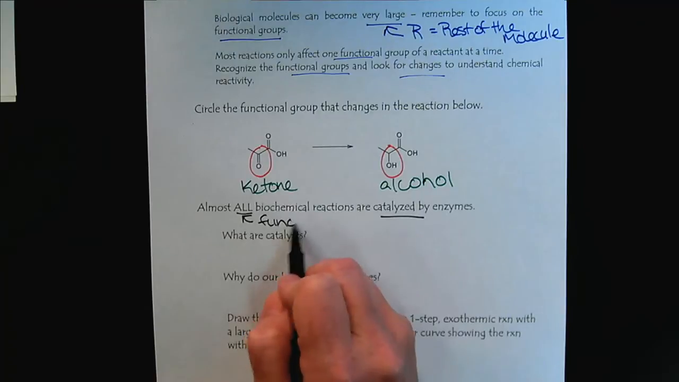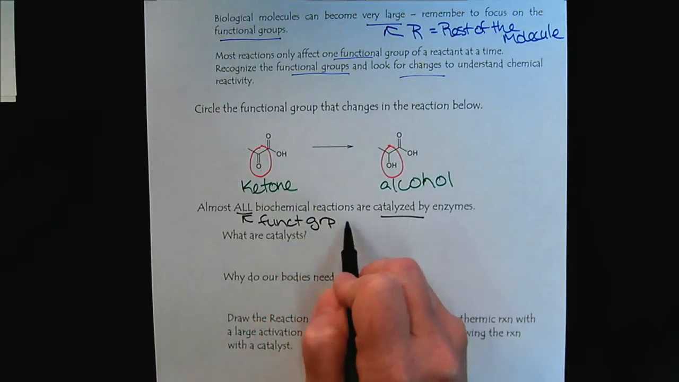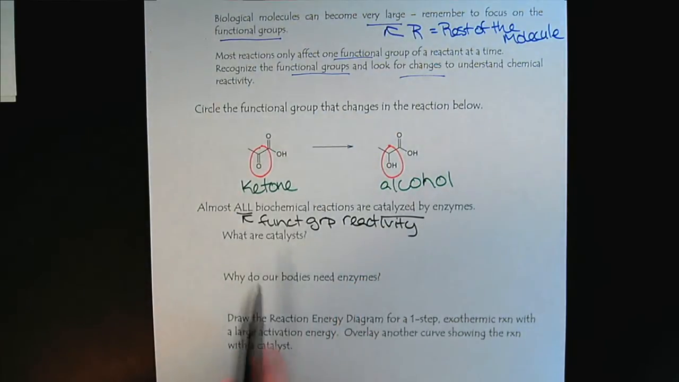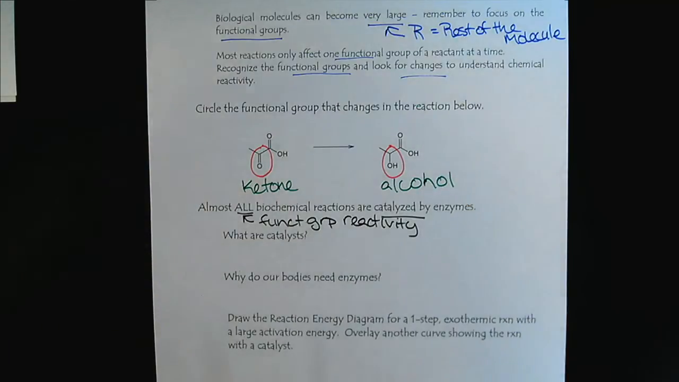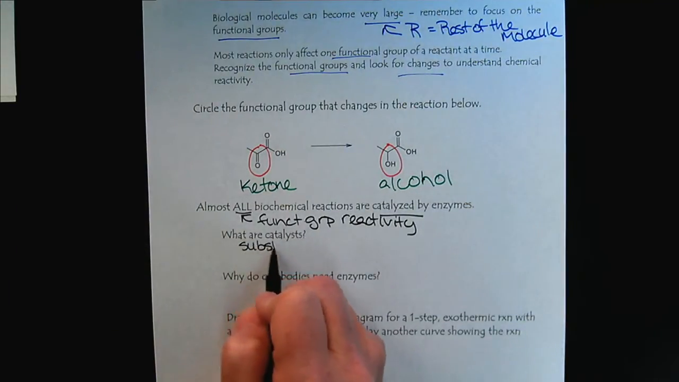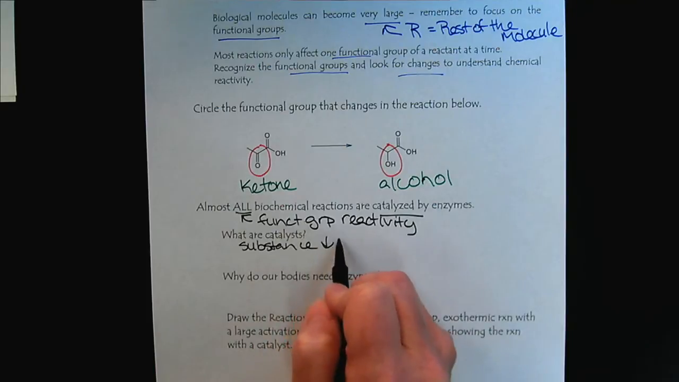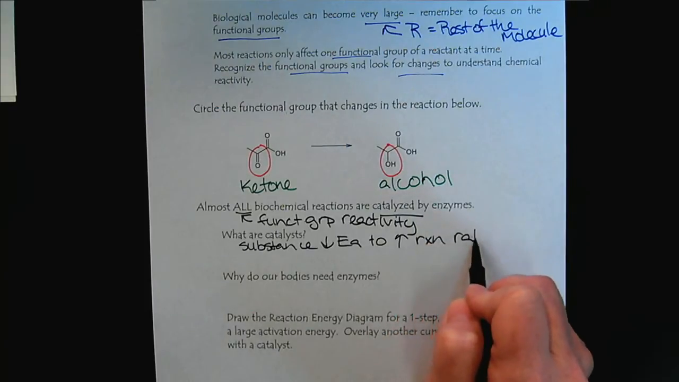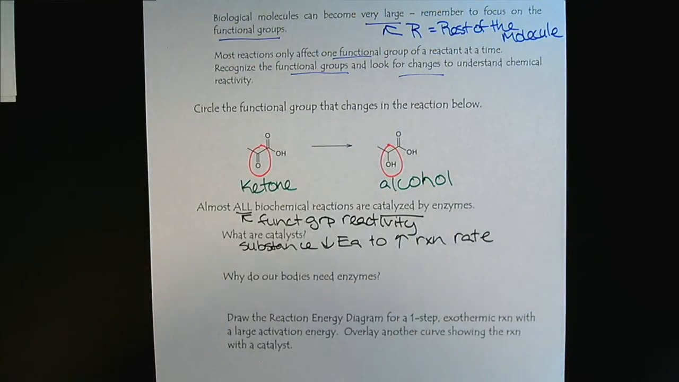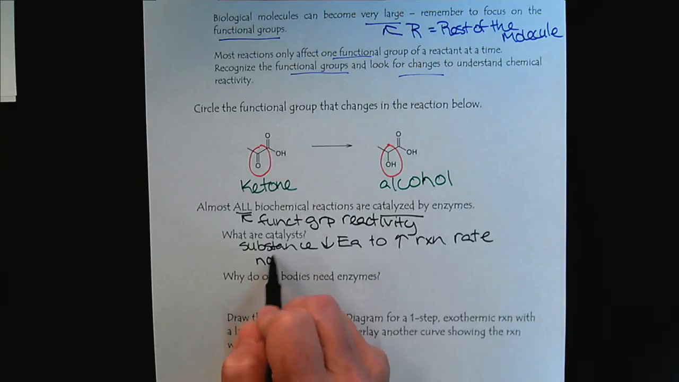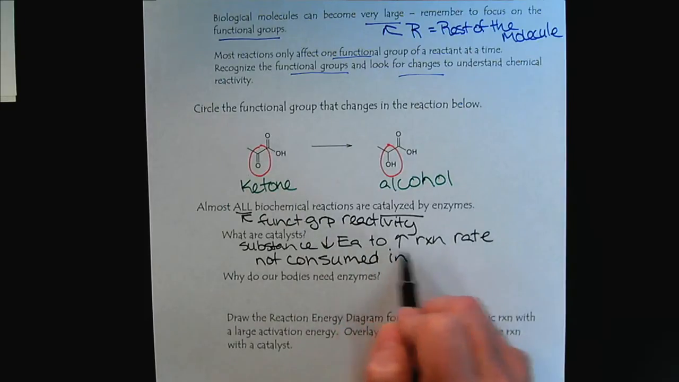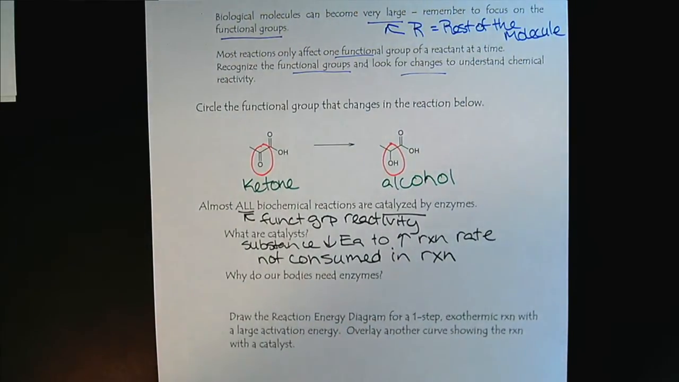So functional group reactivity. Alrighty, so catalysts. Let's remember, what are catalysts, right? They're a substance that decreases the activation energy to increase the reaction rate. And the interesting thing about a catalyst is that it is not consumed in the reaction. So the great thing about a catalyst is that we only need a small amount and it can be reused over and over. It catalyzes a reaction and then it's ready for the next set of reactants.